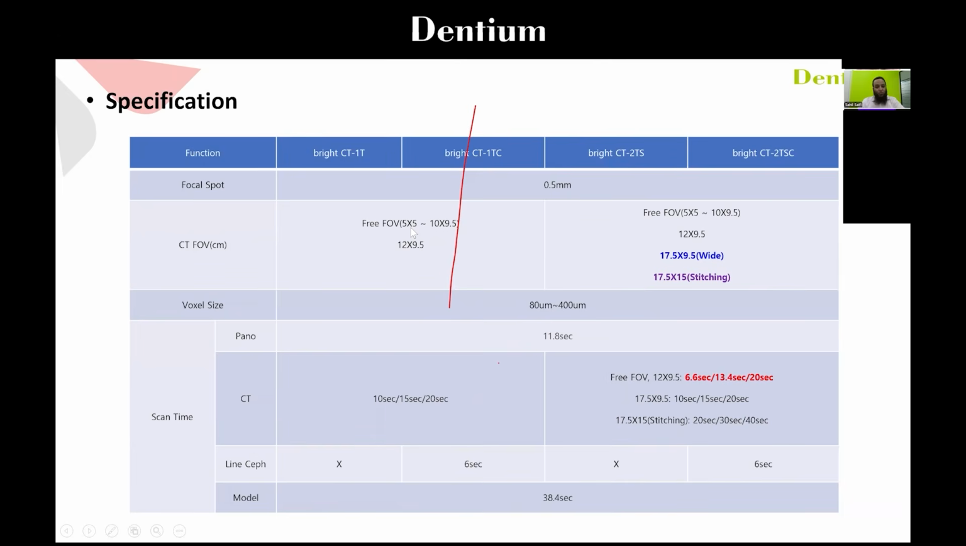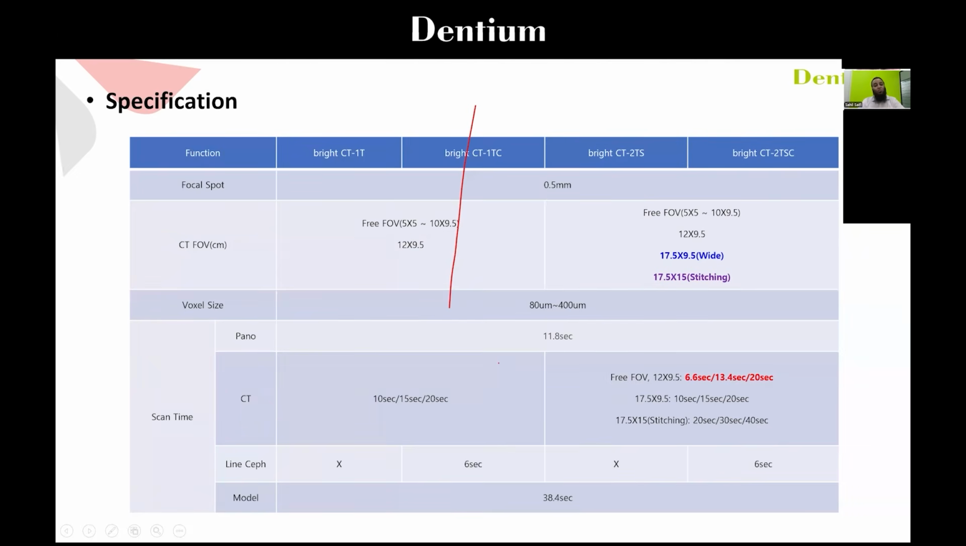What is the free FOV actually? See, basically, 5 by 5 is the minimum FOV we can take. Usually after the minimum FOV, we have to go directly to the higher FOV. It's a common thing. Like in some machines it is 8 by 8, some 10 by 10 or 12 by 10, etc. In our machine also the same thing, 5 by 5 is there, 12 by 9.5 is there, but we have a free FOV as well.